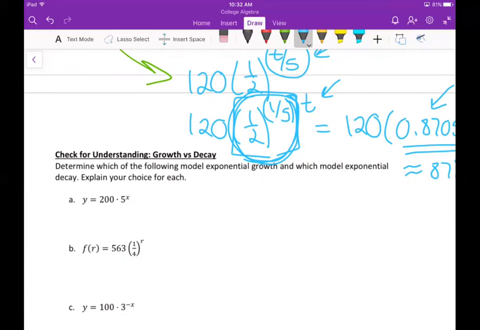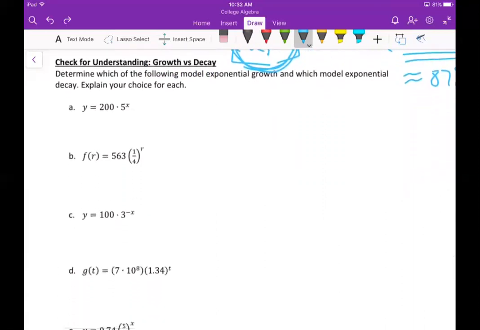The last thing I want to look at here is just to make sure that you really do understand the difference between growth and decay. And you're going to look at this in the 5.2 homework. So remember, the difference between growth and decay.